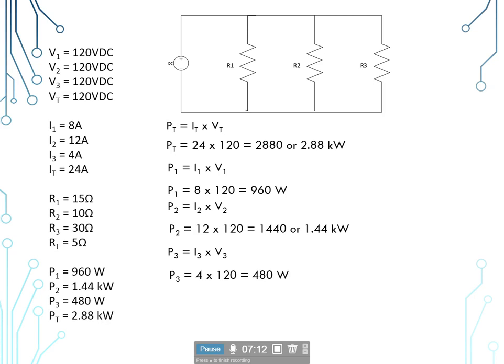Now, the power rule applies to series circuits, parallel circuits, combination circuits, and series-parallel circuits. And so a quick check we can do, since the sum of the power dissipated by the individual components always equals the total power, we can add up P sub 1, P sub 2, and P sub 3. So we can add 960, 1,440, and 480, and we'll get that same 2,880 watts or 2.88 kW.